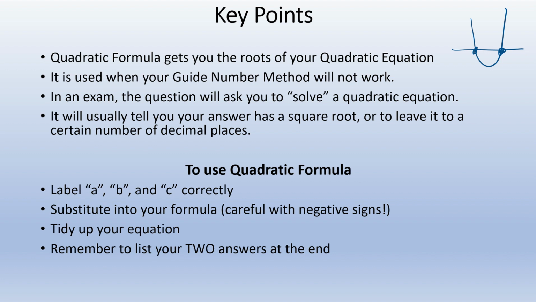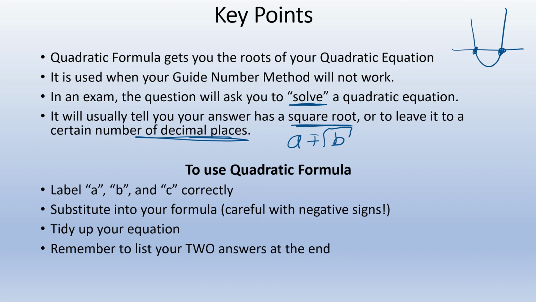In your exam question, one of the dead giveaways that you need to use your quadratic equation is it will say solve, so that means you need to get x at the end, and it will usually tell you your answer has a square root, so a plus or minus root b. That's their way of telling you there's a square root in your answer. Or to leave it to a certain number of decimal places. So if it says to leave it to 2 decimal places, you know that your answer is messy. You know that if it's a messy answer, chances are you might not be able to get it with your guide number method. So just be careful of that.